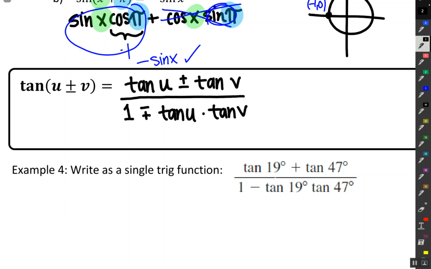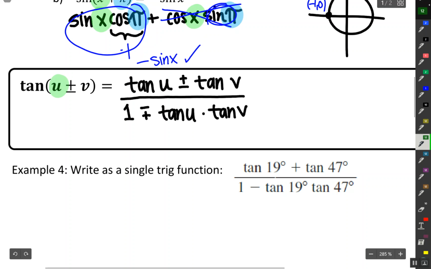Okay, so let's break this down. U's here, so it goes here and here. V's here. And our signs, if it's a plus, we're going to use a plus on the top and a minus on the bottom. If it's a minus, we're going to use a minus on the top and a plus on the bottom.